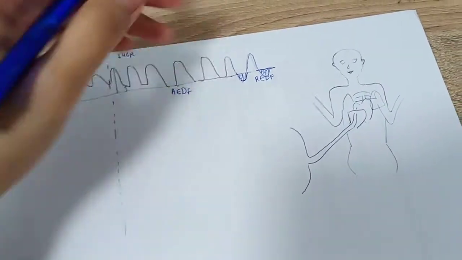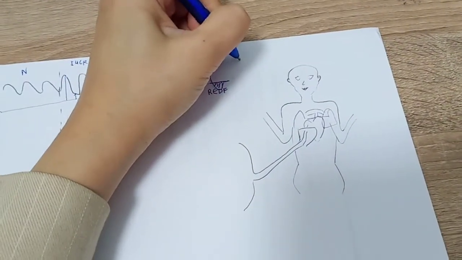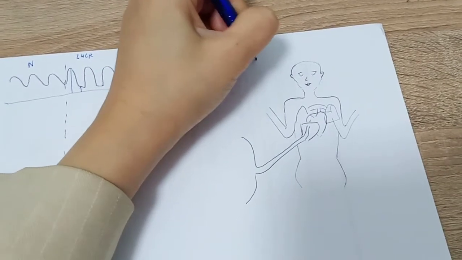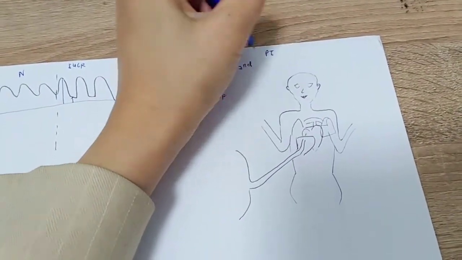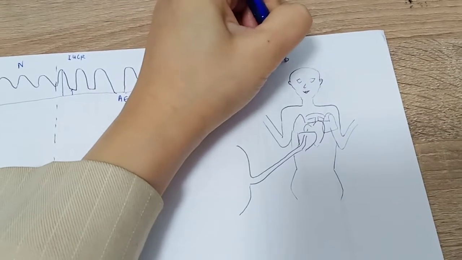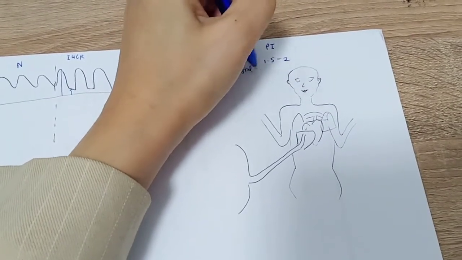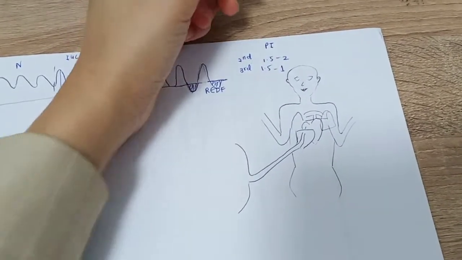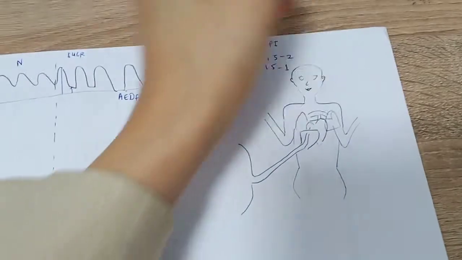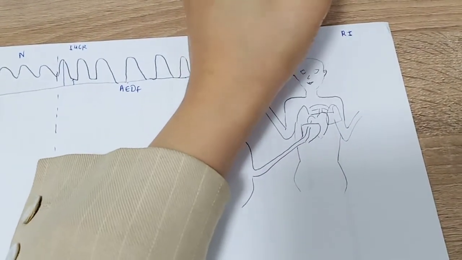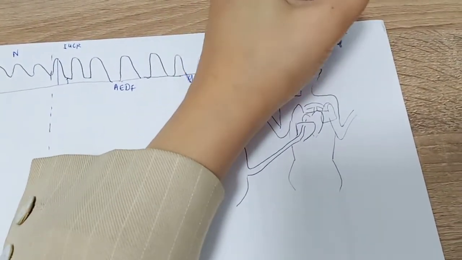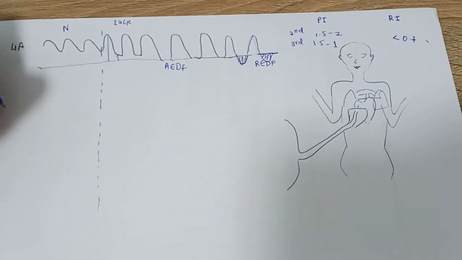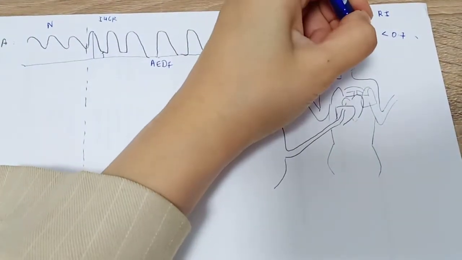So the cutoff point for the umbilical artery in the second trimester, usually we take the PI about 1.5 to 2. In the third trimester, we take 1 to 1.5. That is for the umbilical artery. And for the RI, the resistance index, we take less than 0.7 as the normal value.